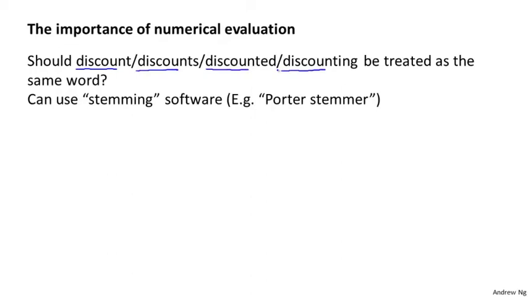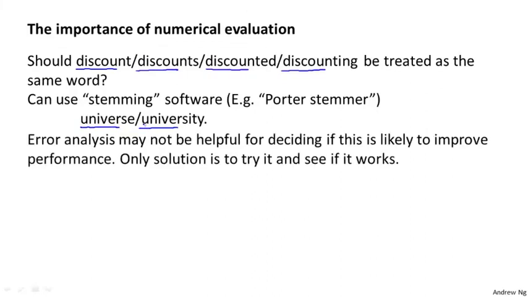But using stemming software that basically looks at the first few letters of a word, more or less, can help but it can hurt. And it can hurt because, for example, the software may mistake the words universe and university as being the same thing because these two words start off with the same letters. So if you're trying to decide whether or not to use stemming software for a spam classifier, it's not always easy to tell, and in particular, error analysis may not actually be helpful for deciding if this sort of stemming idea is a good idea.